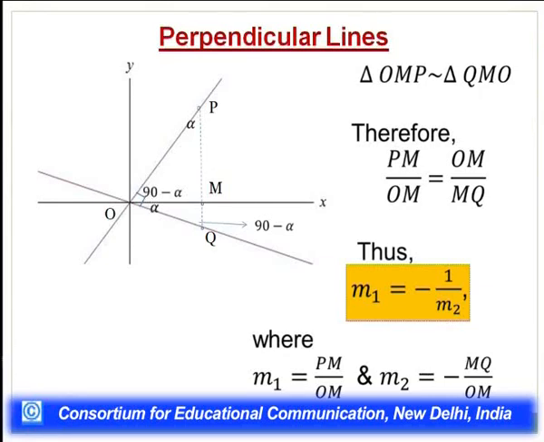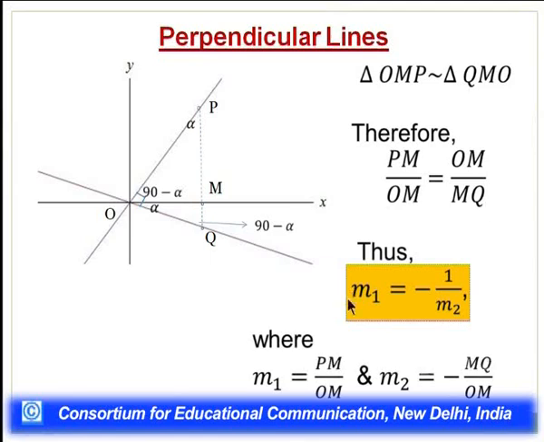Now you can see here that triangle OMP is similar to triangle QMO, and this is AA similarity. You can see that the corresponding angles are the same. So because of this AA similarity, the ratio of the corresponding sides will be equal. If we look at the ratio of the sides opposite the 90 minus alpha angle, we'll have PM upon OM is equal to OM upon MQ.